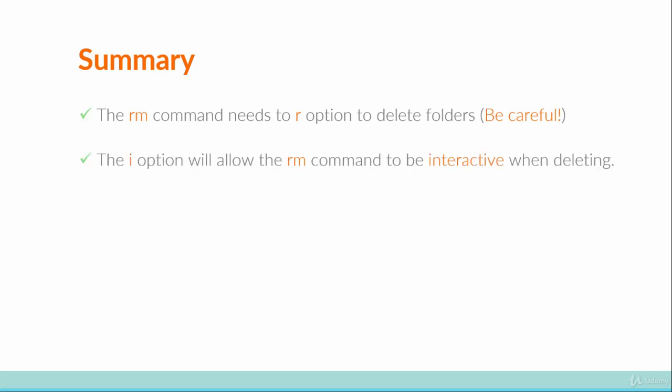Now, one way to make that a bit safer is to use the I option for the rm command, which will allow the rm command to be interactive when it does its deleting. So this is where you can say yes or no to each file or folder being deleted. But the best thing is there's not really much you can rely on. Just be careful when doing your deleting, okay? But the safest of all options is to use the rmdir command, which will only delete folders that are empty. So if you just want to do a bit of tidying up and delete folders that don't have anything in them, you can use the rmdir command and rest assured that you won't delete any data.